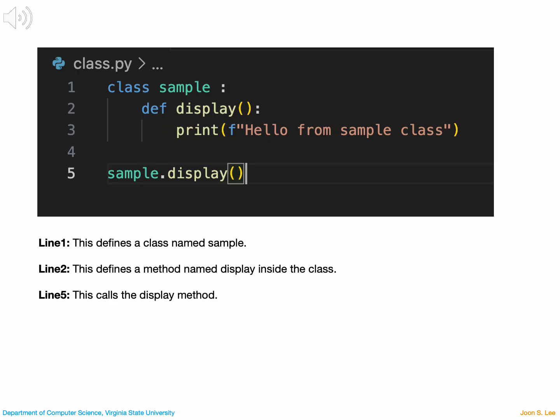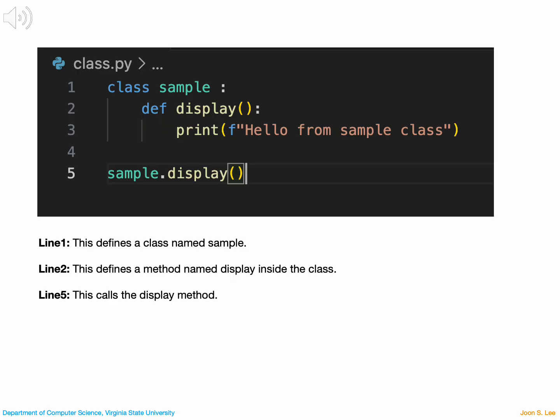Then on line 5, we call sample.display. Notice something important here. We are calling the method directly from the class, not from an object. This works in Python because methods are essentially functions stored inside a class. At this point, we are focusing on structure, not yet on objects or instances.